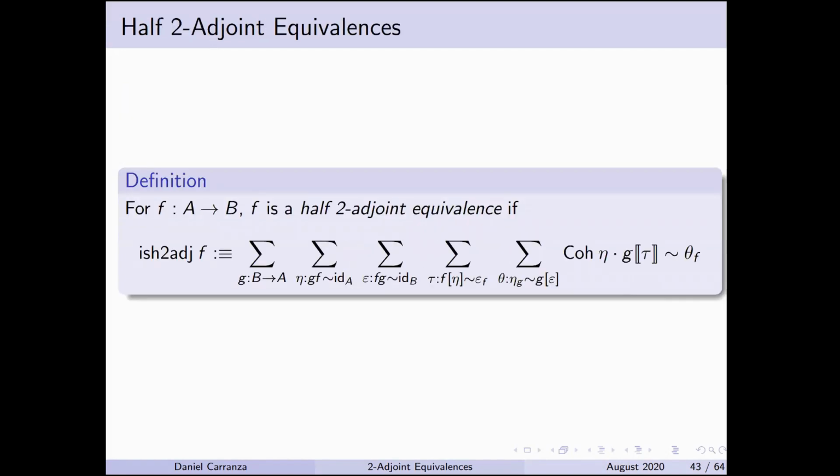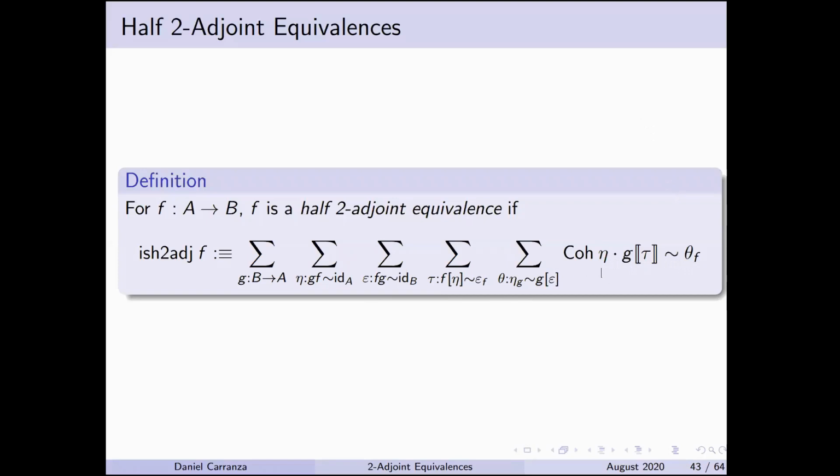And now that we have this missing coherence, we can define the type of a half two-adjoint equivalence. The data of a half two-adjoint equivalence has all of the stuff in our full adjoint: it has our G, our function, our two homotopies, and our two triangles. And we ask that this coherence on eta, concatenated with g tau, is homotopic to theta f.